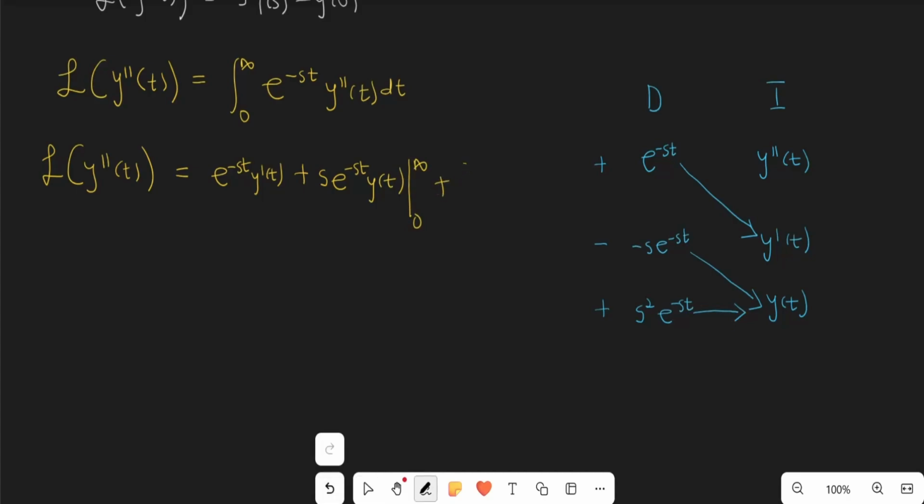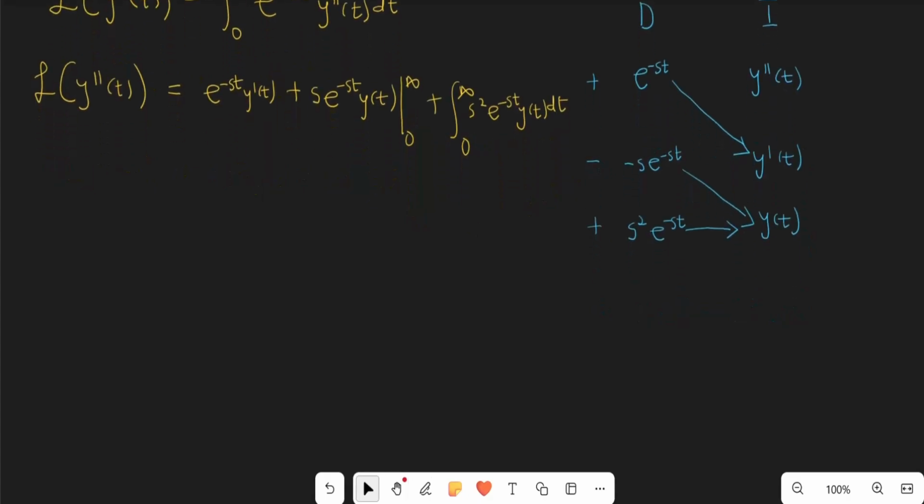So we have plus the integral from 0 to infinity. Now let's multiply terms horizontally. So that is going to be s squared, and then e to the negative st, now multiplied by y of t, and then dt. Cool. So this is the integration by parts. So the headache is taking the limits of these guys.